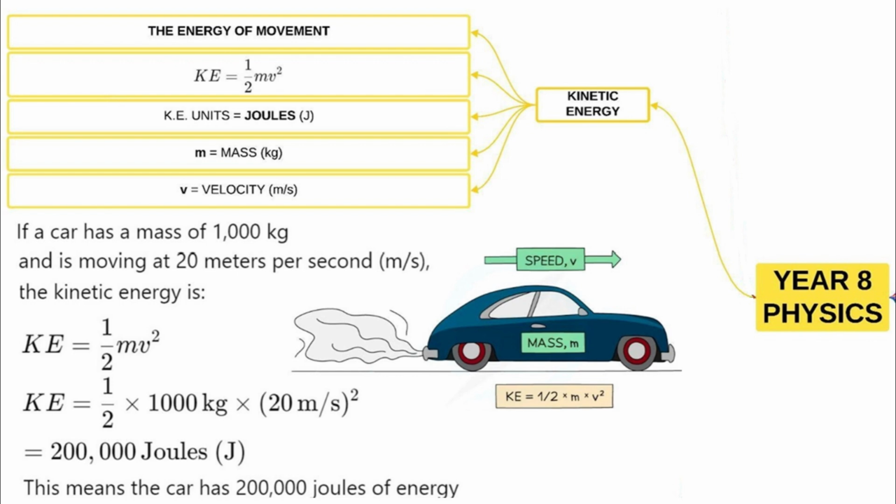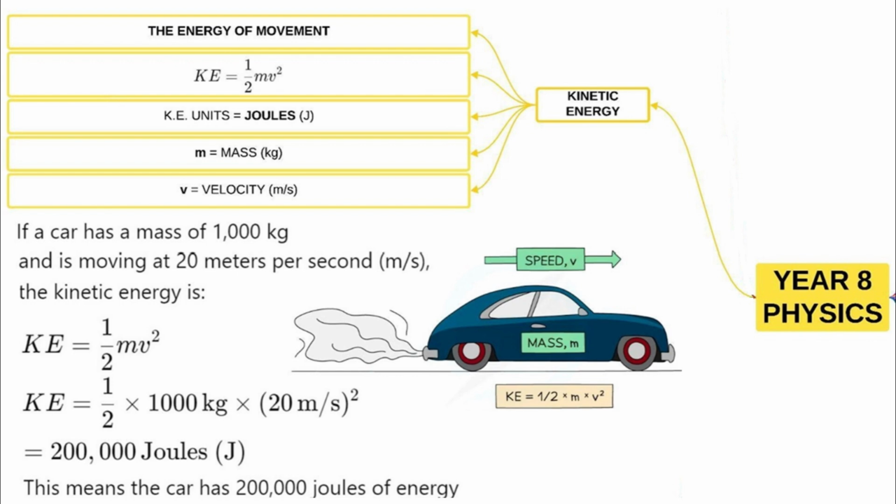So we're thinking about a car. Speed and velocity are pretty much the same thing in Year 8. V is how fast it is travelling, and in this case it's travelling forwards. The mass of the car is M, that's how heavy it is. And remember the equation is a half mv squared.